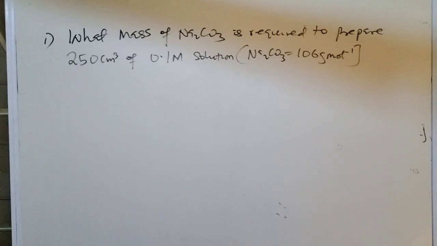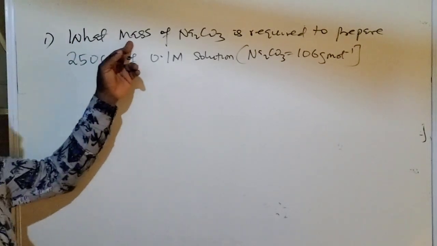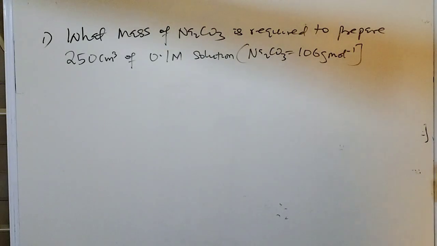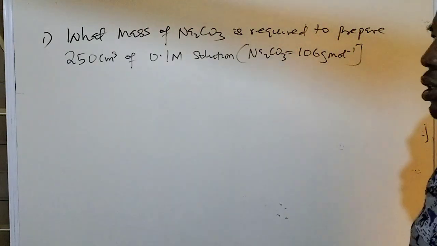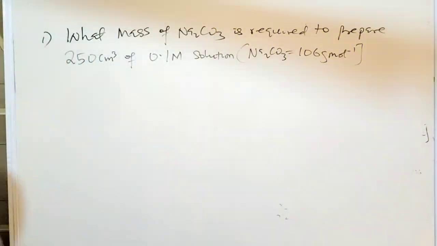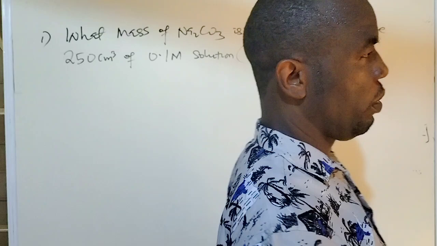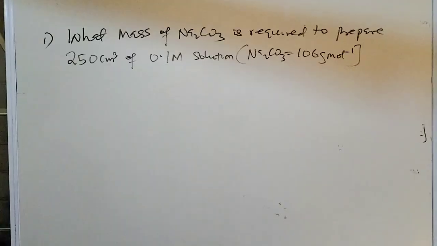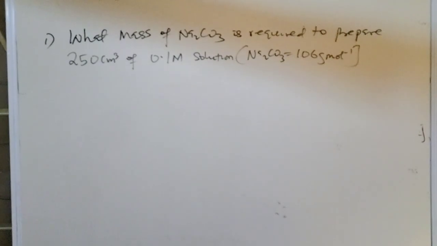So let's look at the question on the board that says, what mass of sodium carbonate is required to prepare 250 cm cube of 0.1 molar solution? So it says again, what mass of sodium carbonate is required to prepare 250 cm cube of 0.1 molar solution?